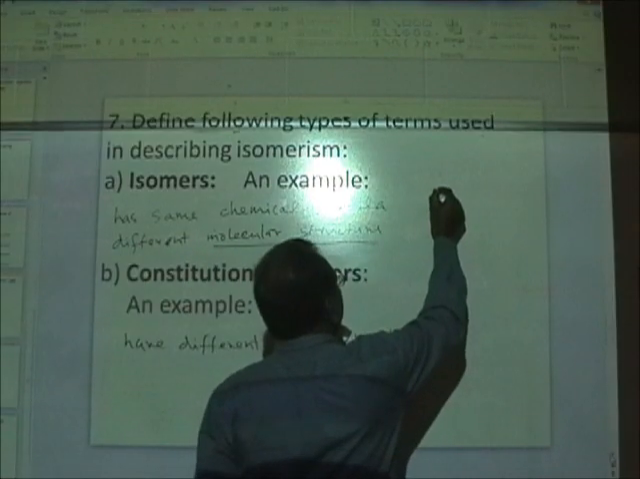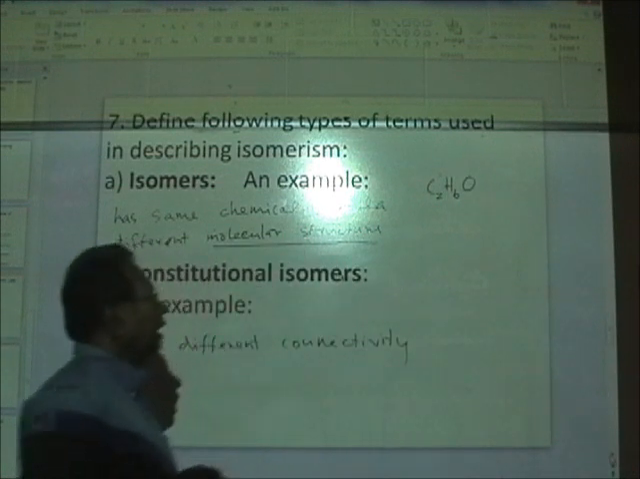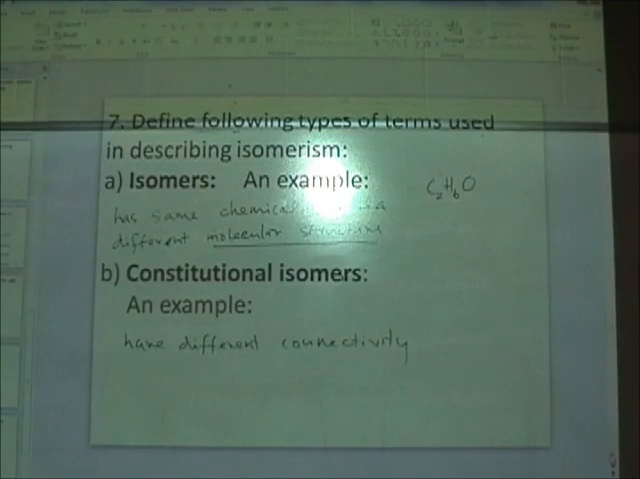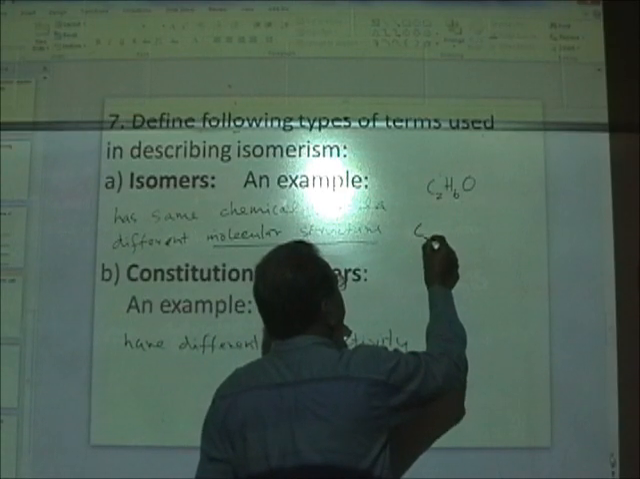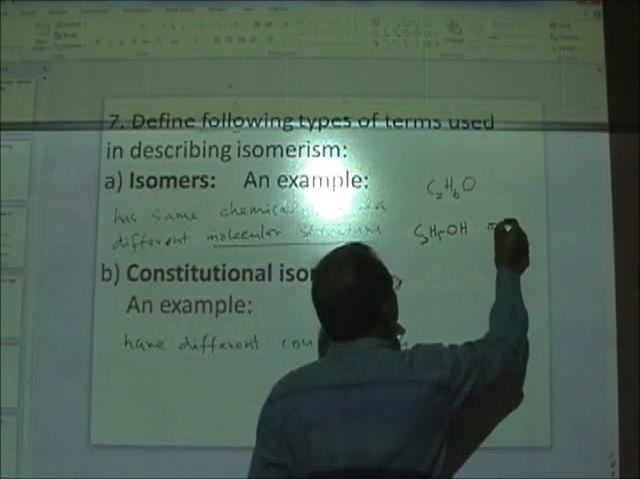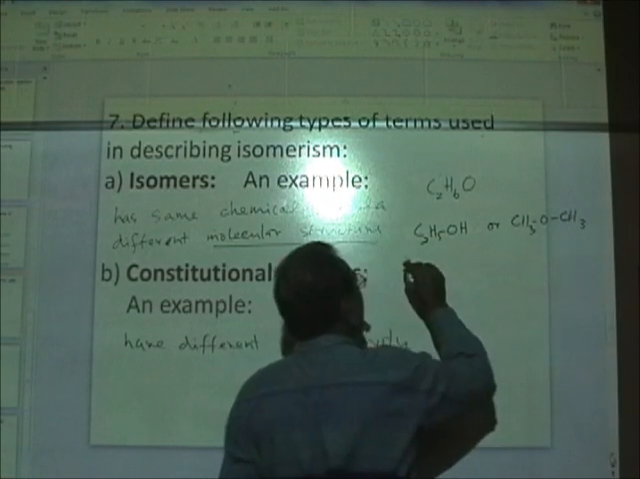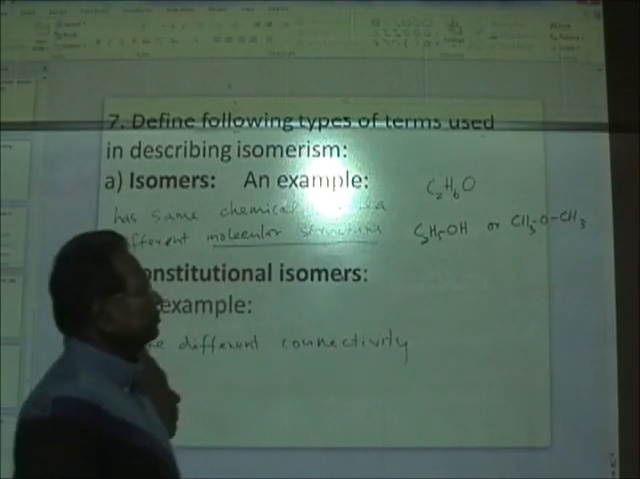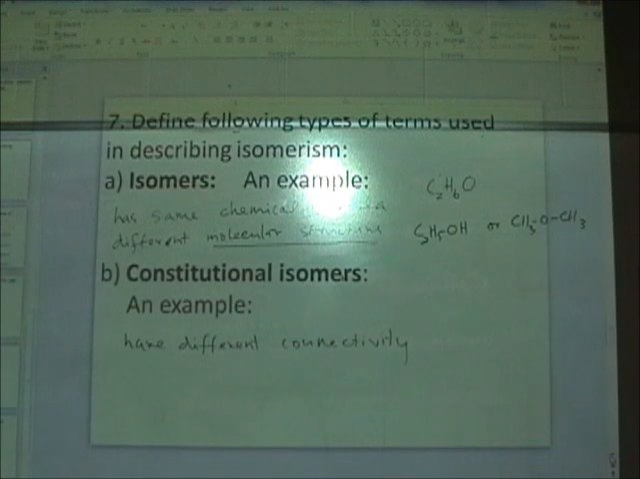Now, for example, this one is C2H6O. There are going to be different structures for this. For example, this is a constitutional isomer. I'm giving an example. Or this. These are two different compounds. These are constitutional isomers. The connectivity is completely different. Okay? But I can have other examples too for different types.